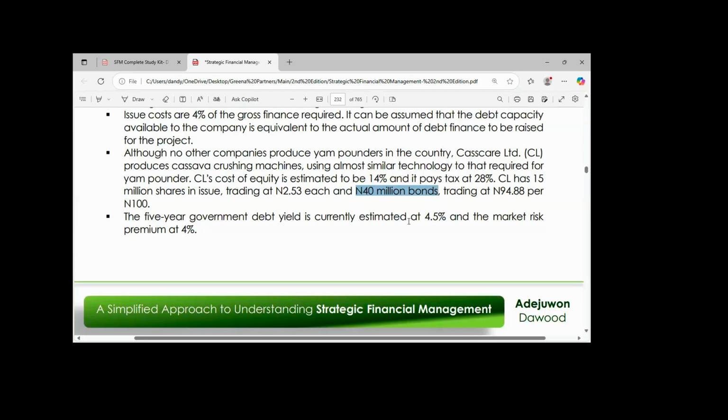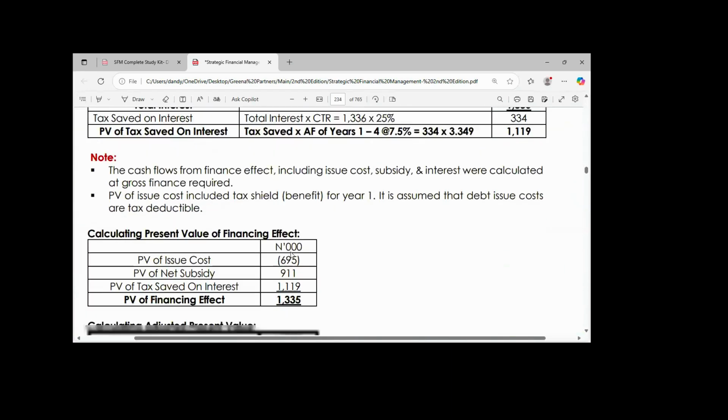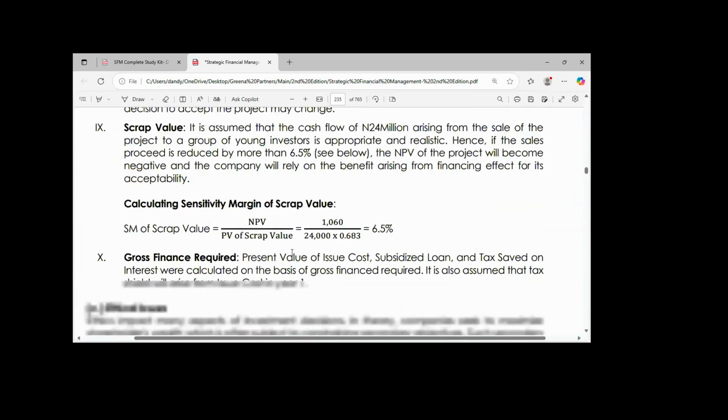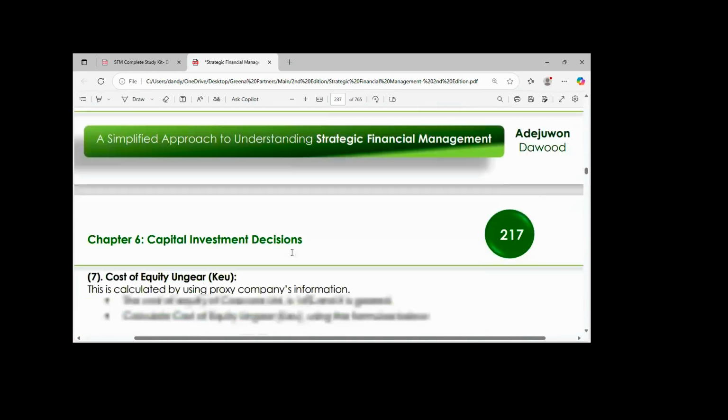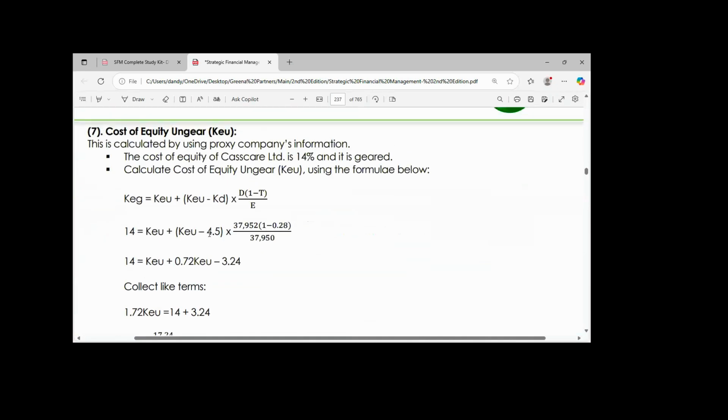Therefore, you are going to assume the risk-free rate of return of 4.5%, because you are told that the 5-year government debt yield is currently estimated at 4.5%. So that is the risk-free rate of return. The risk-free rate of return is the rate of return associated with government security. That's why I assume 4.5% here, because we are not given the coupon rate on the bond of 40 million naira. So that's why you see this 4.5 here. Now the next thing we want to do is to calculate the value of debt and value of equity.